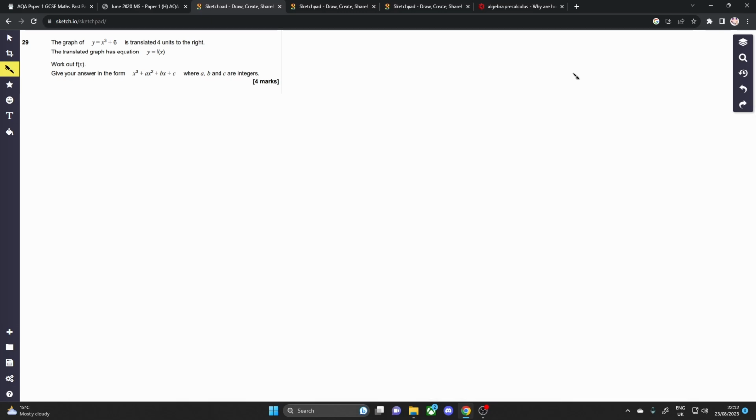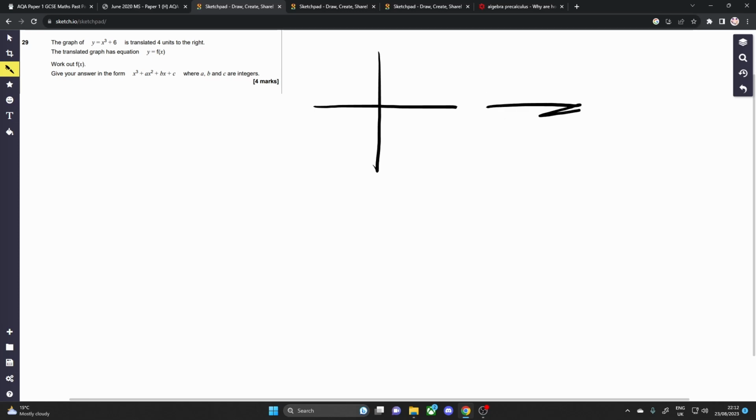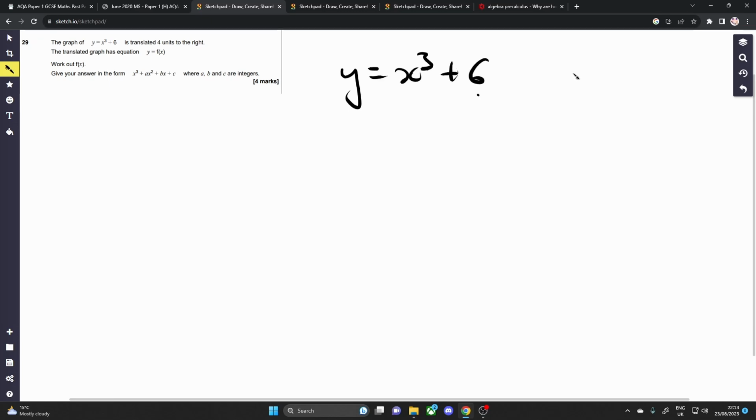Okay. So if we're looking at coordinates like this, we're translating this way, okay? And when we translate that way, we're translating in the x direction 4 units. 1, 2, 3, 4. Okay, and the way we do that is we take our original function, so y equals x cubed plus 6, and then to all these x's we minus 4.